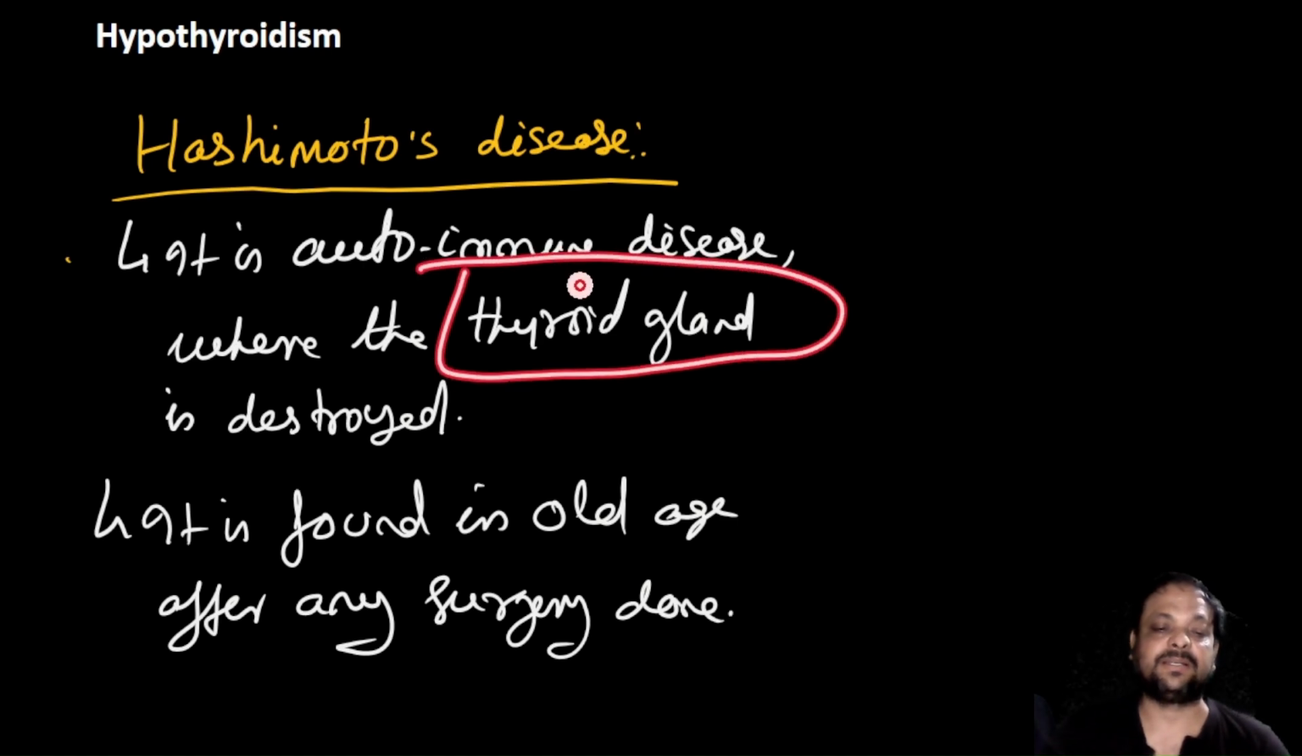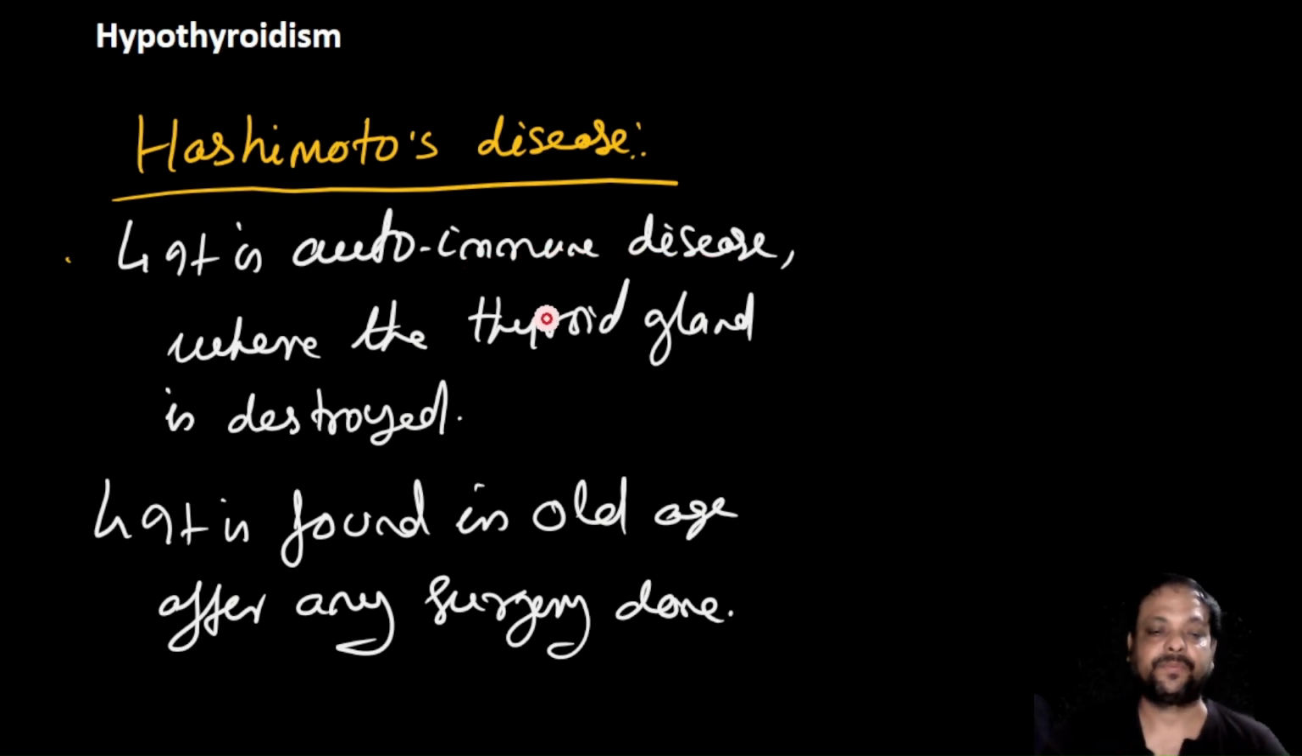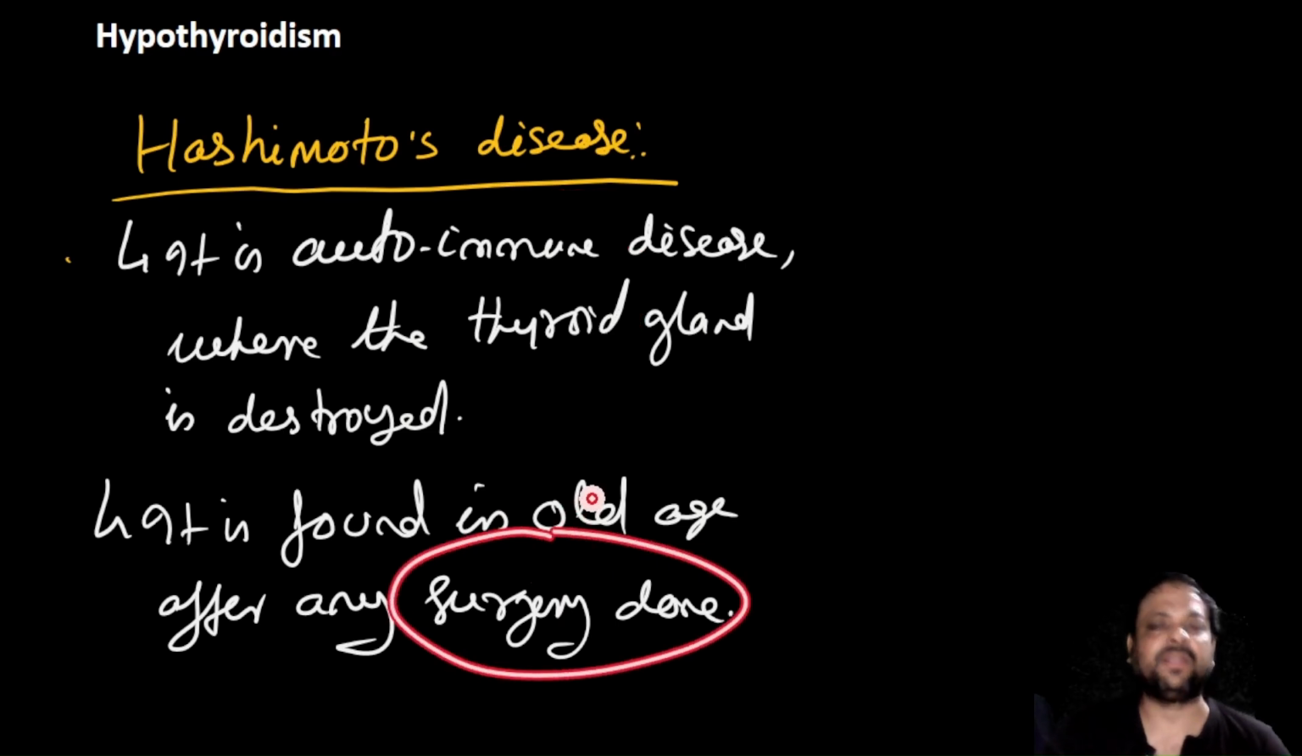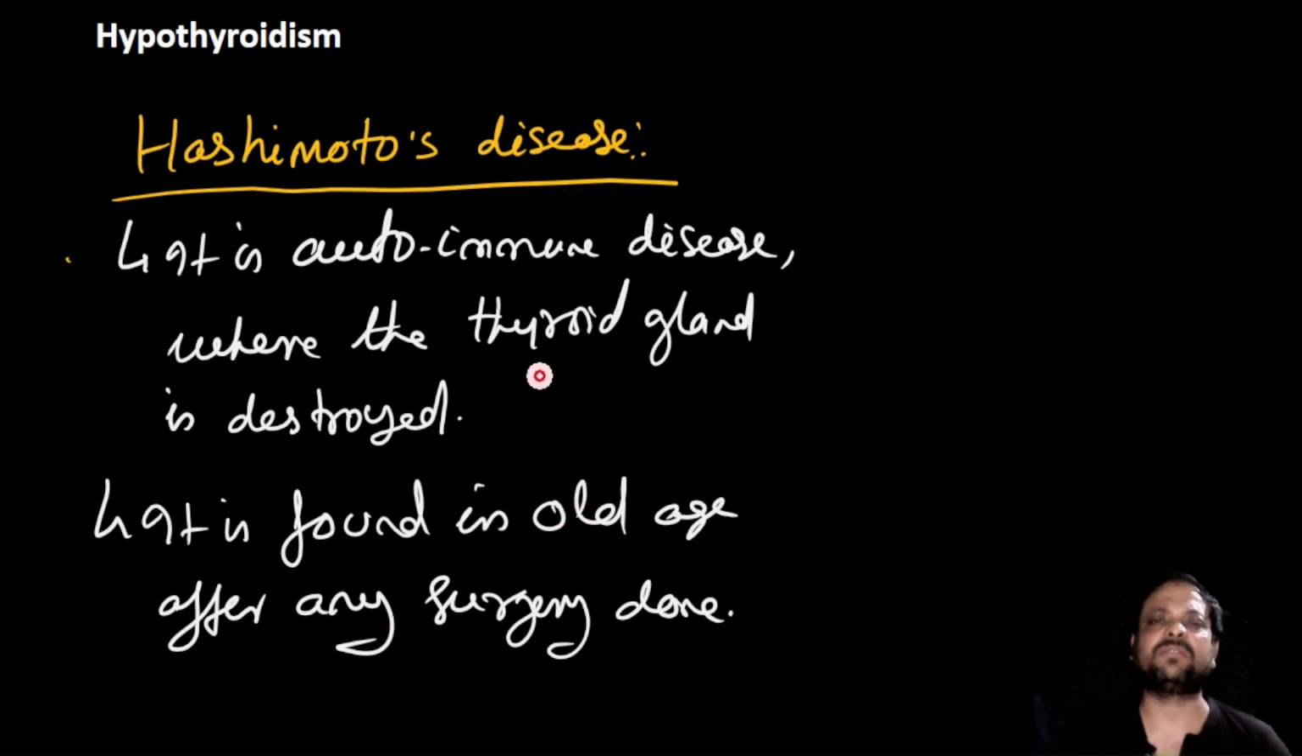Now the thyroid gland is destroyed or damaged by itself, meaning its own immune system destroys the thyroid gland. It is mostly found in old age, if any surgery has taken place. So normally this Hashimoto disease is found in old age. If any person has gone for any surgery, at that time the immune system becomes imbalanced and the autoimmune disease takes place, thereby destroying the thyroid gland. So this is about hypothyroidism.